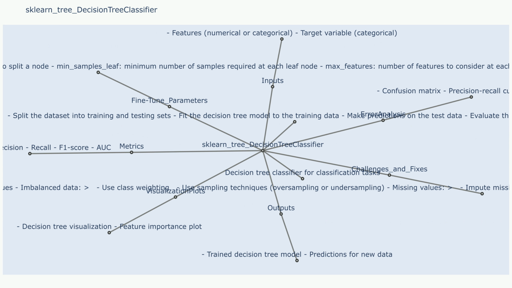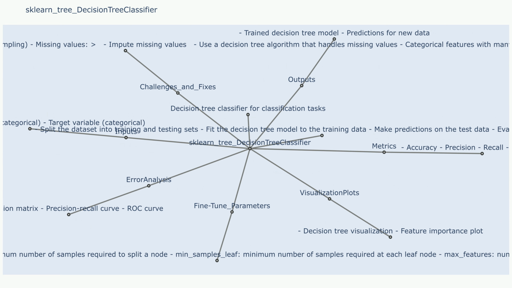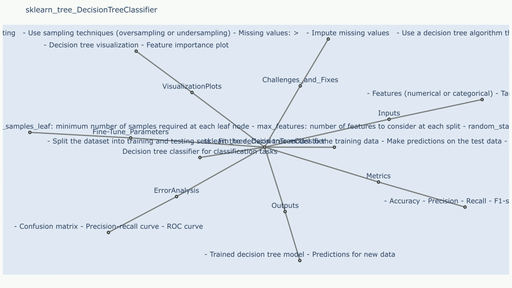Inputs. X: the training data, which is a 2D array of shape n_samples, n_features, where each row represents a sample and each column represents a feature. Y: the target labels corresponding to the training data, which is a 1D array of shape n_samples, containing the class labels for each sample. Outputs. The trained decision tree classifier object. Predictions for new data when provided with unseen data. The classifier can generate predictions, which are the predicted class labels for the input data points.